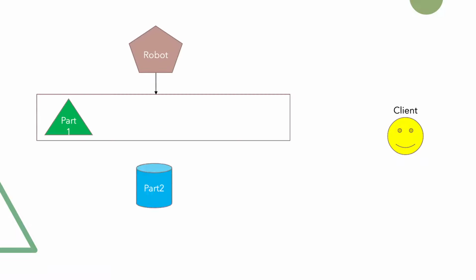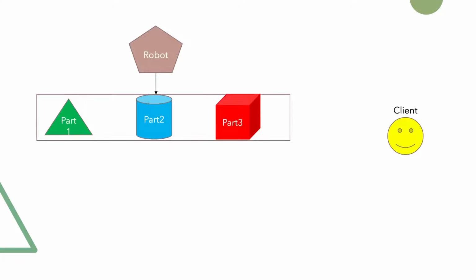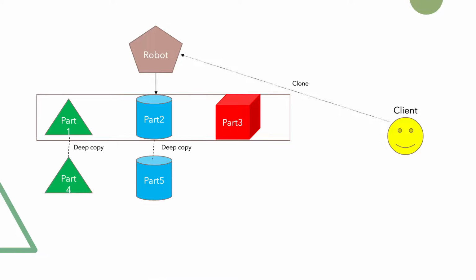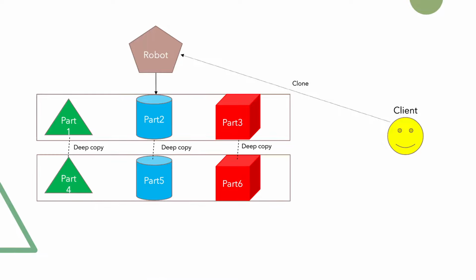Let's have a look at the example demonstrating the usage of a prototype design pattern. We have a client that wants to create a robot with certain robot parts. Before he starts playing with that robot, client would like to make a clone out of it. Once those parts are replicated, he will assemble them into a robot clone. Client can now start using the clone robot.